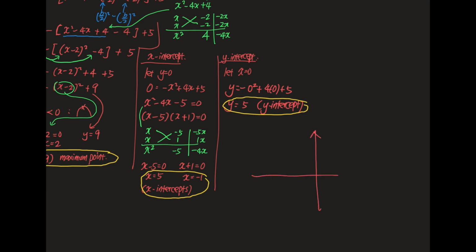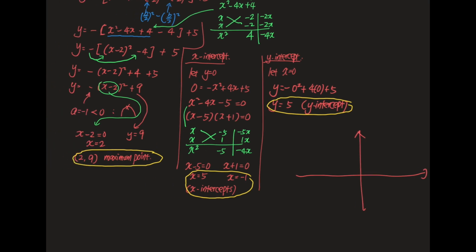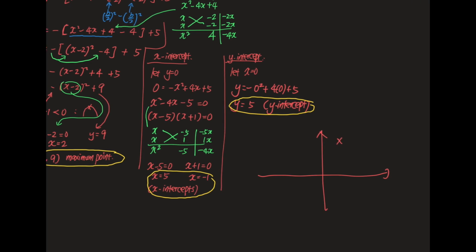So now we sketch the graph. Let's say I use red. Maximum point is (2, 9). So x is 2, so you should expect it on the right-hand side of the origin, around here. Then the y is 9, so you have to go up 9 units. So it is more or less there, (2, 9). It's a maximum point, so when you sketch your graph, you have to sketch in this shape and this shape, something like that.